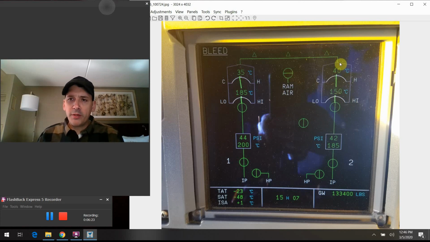Of course, on the right hand side here, everything's a mirror image, and it's the exact same thing happening on the number two or right hand side of the airplane.